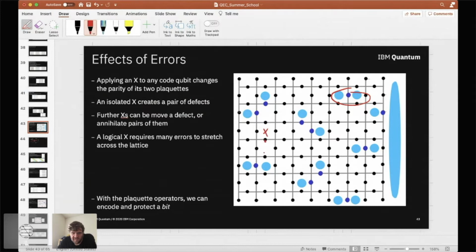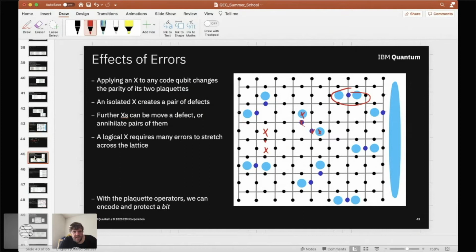If you have a pair of errors like this and this, then this would cause a parity change here and here, and this causes a parity change here and here, but because that's already been changed, it changes back, and that's why we see this sort of configuration. So basically, whenever an X error happens, it causes changes in the parity of these plaquettes, and that is the signal, that is the clue that we use to determine what's going on.